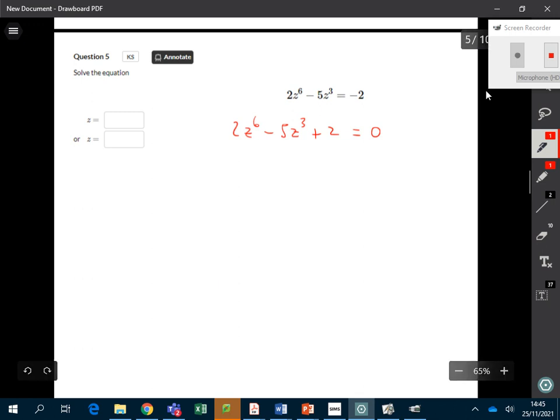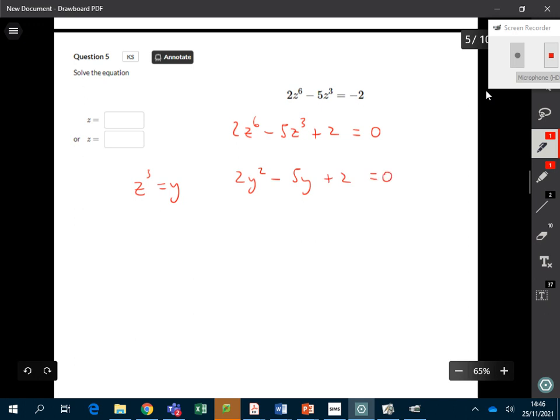Now, at this point, I guess you might say, I'm going to do a substitution. I think this might be helpful to think about it this way. So we can say that if we make the substitution, z cubed equals y, I can write this as 2y squared, because z cubed squared is equal to z to the 6. Okay, minus 5y plus 2 equals 0.